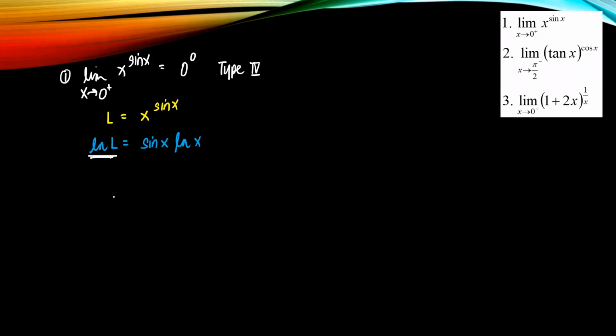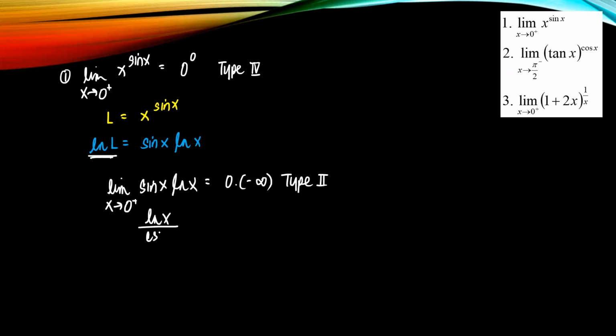So far, what I'll be doing is this. The limit of sine x, ln of x as x approaches 0 from the positive side is 0 times negative infinity. So it's now type number 2. From type 2, as I said, it might be a bit difficult to put the ln below. So what we do here is we put the sine below. It becomes a cosecant. So that's negative infinity over infinity. So from type 4, it became a type 2. Now it's a type 1.